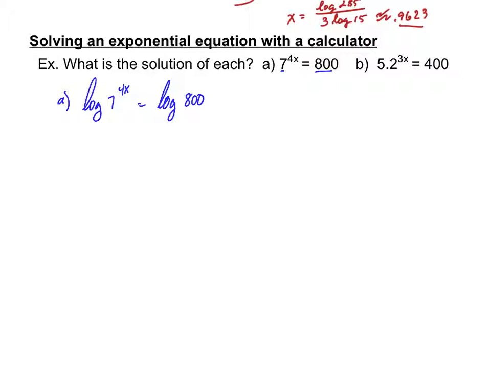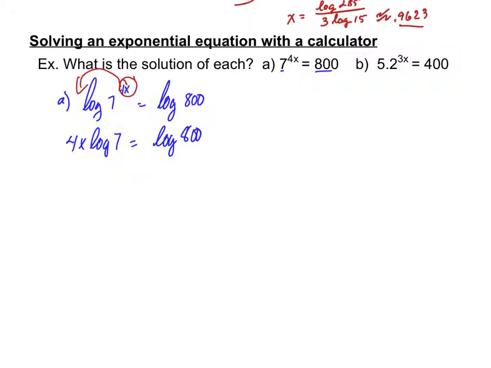And we can do the power rule. So bring that 4x out front, and I'm going to have 4x log of 7. That looks like garbage, so I will try that again. 4x, the log of 7 is equal to the log of 800.